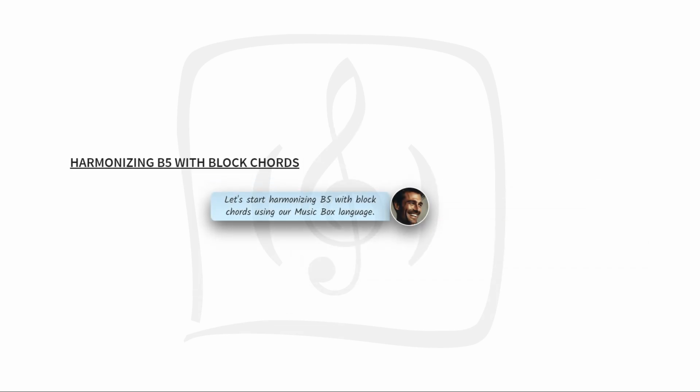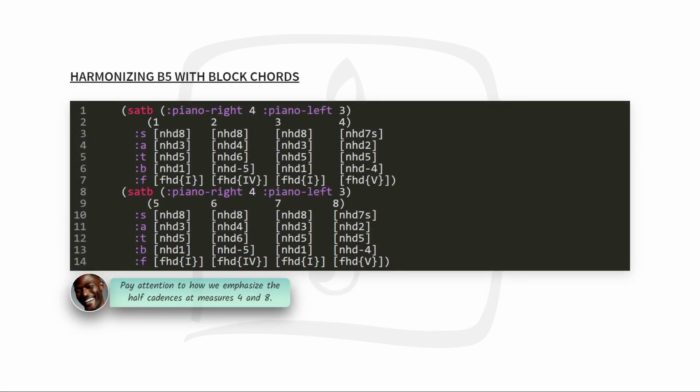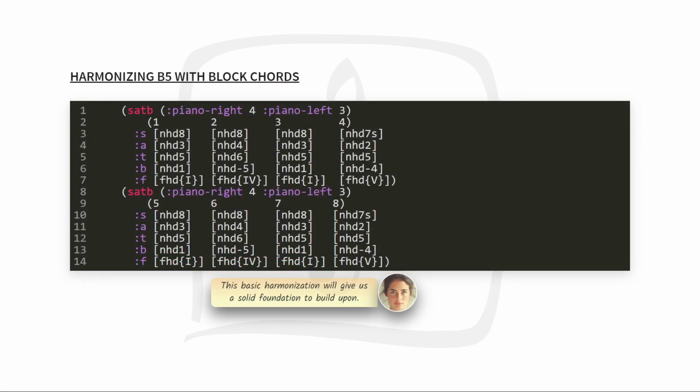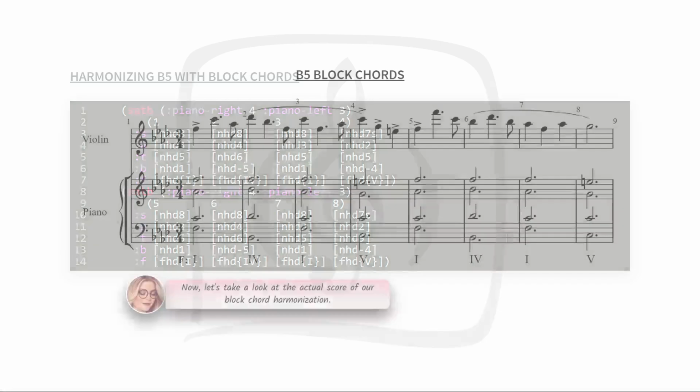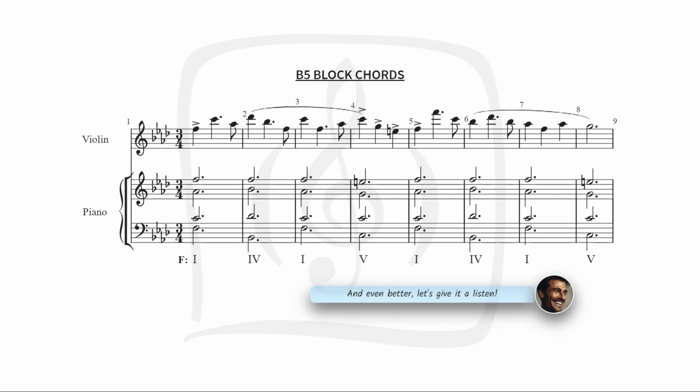Let's start harmonizing B5 with block chords using our MusicBox language. We'll keep it simple with a 1-4-1-5 progression, played by a piano as usual. Pay attention to how we emphasize the half cadences at measures 4 and 8. This basic harmonization will give us a solid foundation to build upon. Now, let's take a look at the actual score of our block chord harmonization. And even better, let's give it a listen.